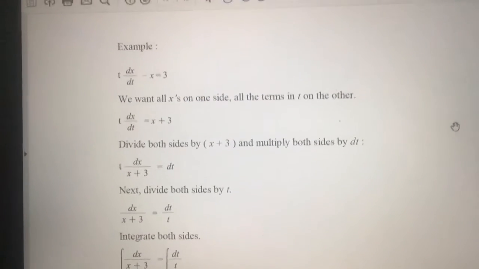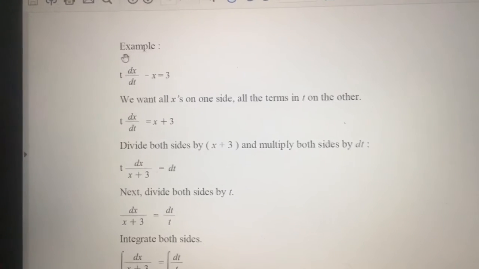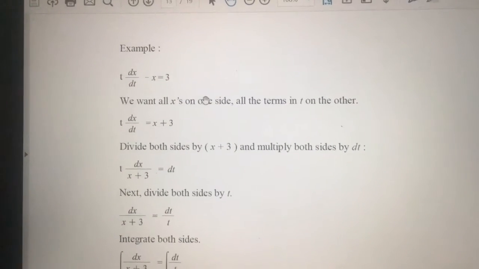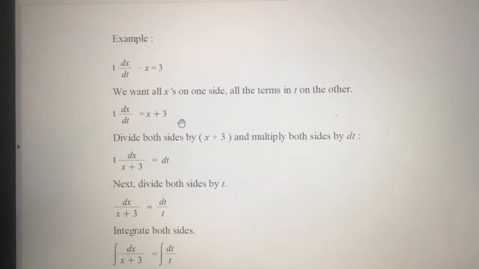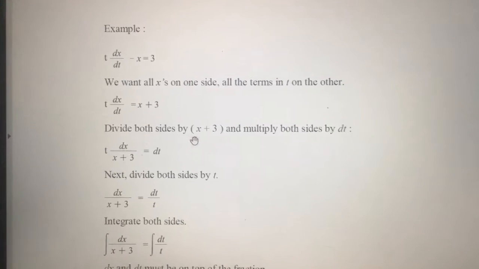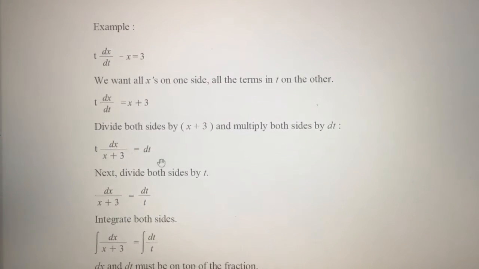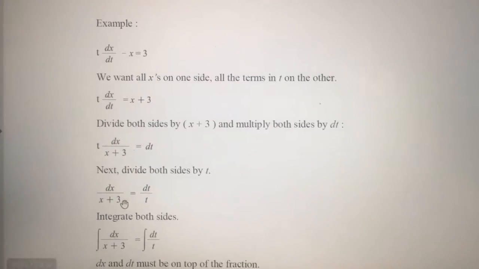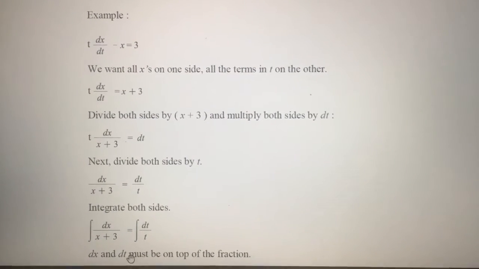The example for the separation of variables. When we are given this equation, we want all x on one side and all the t terms on the other side. Then we divide both sides by x plus 3 and multiply both sides by dt. Next we divide both sides by t, and then we can integrate both sides.